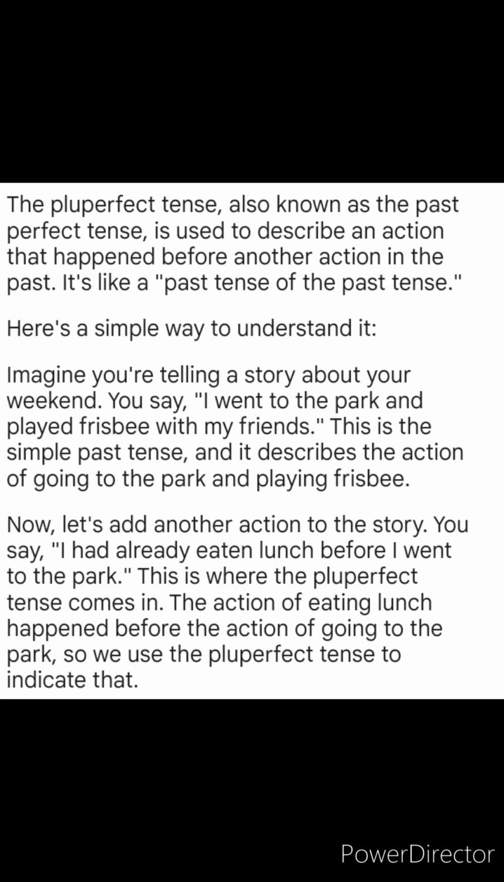The pluperfect tense, also known as the past perfect tense, is used to describe an action that happened before another action in the past. It is like a past tense of the past tense. Now, that will be clear with an example. Imagine you're telling a story about your weekend. You say, I went to the park and played frisbee with my friends. This is the simple past tense, and it describes the action of going to the park and playing frisbee. Now, let's add another action to the story. You say, I had already eaten lunch before I went to the park.